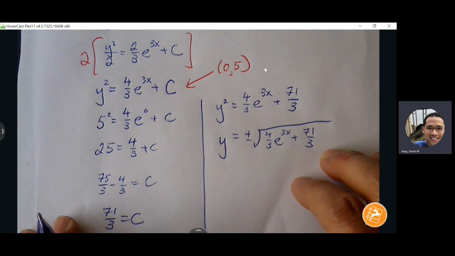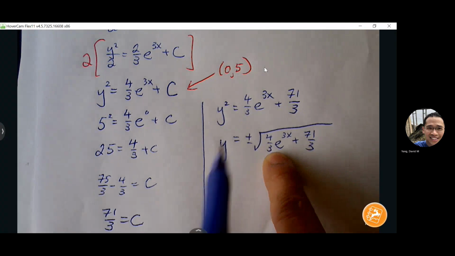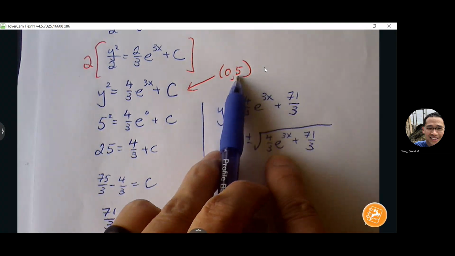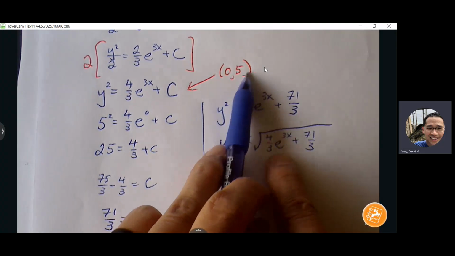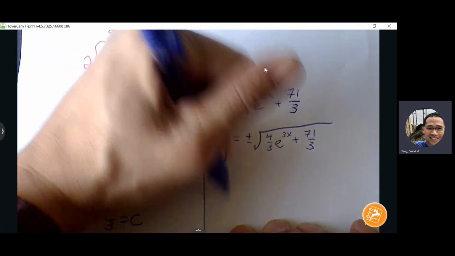These are two solutions. How do I know which one to choose? I look at the y value. The y value is what? Positive. So therefore, I want to choose the positive square root.